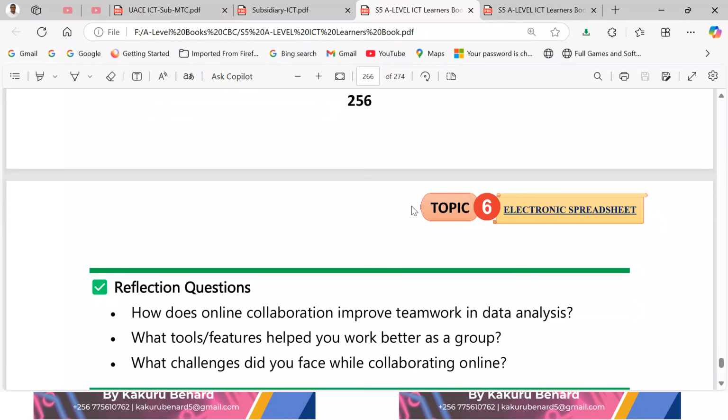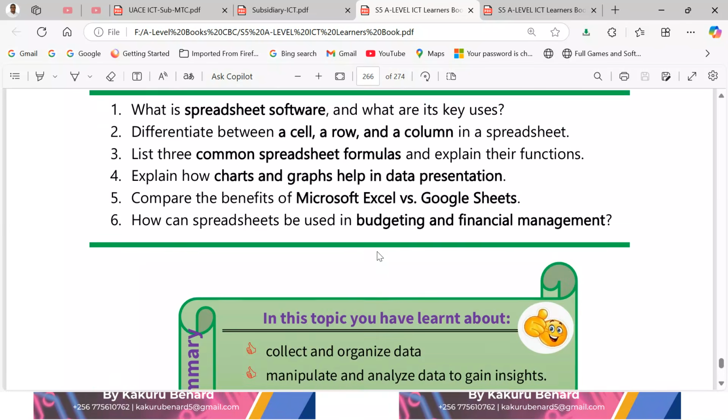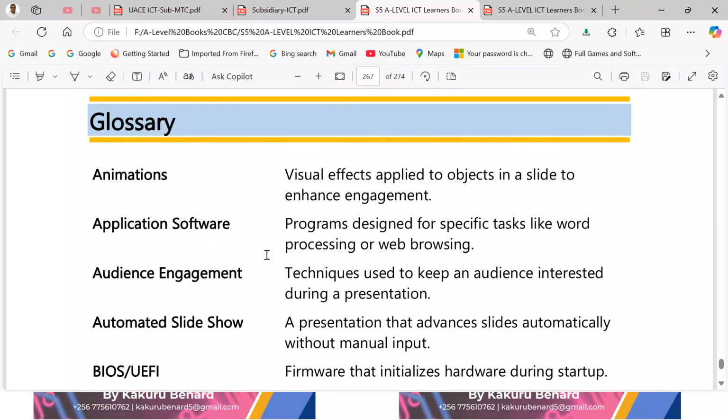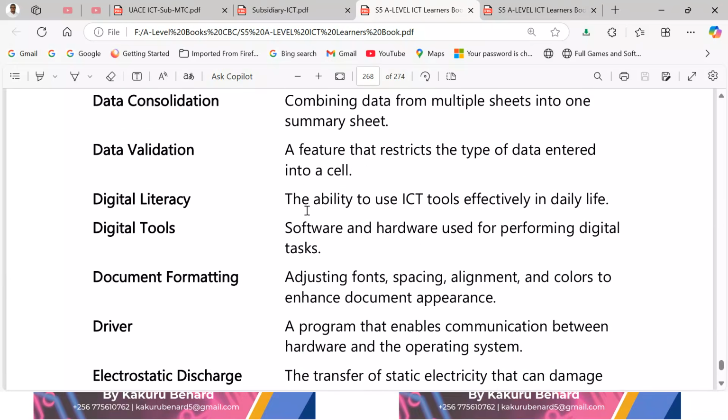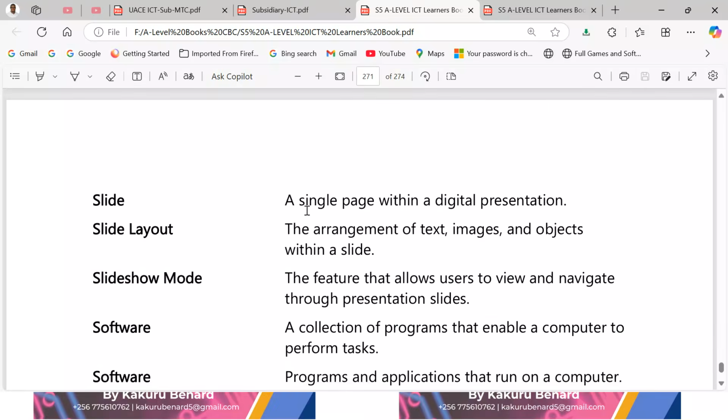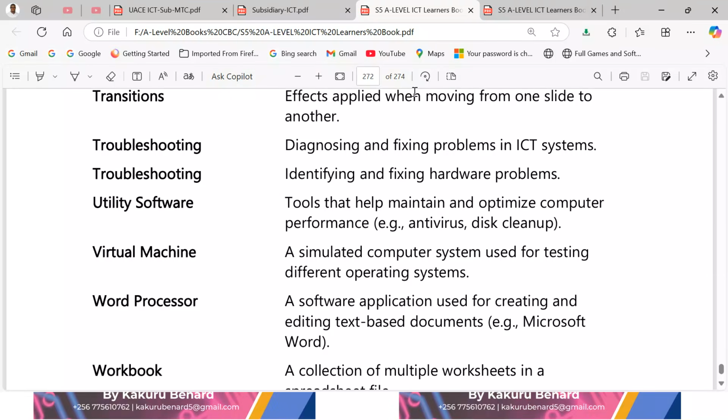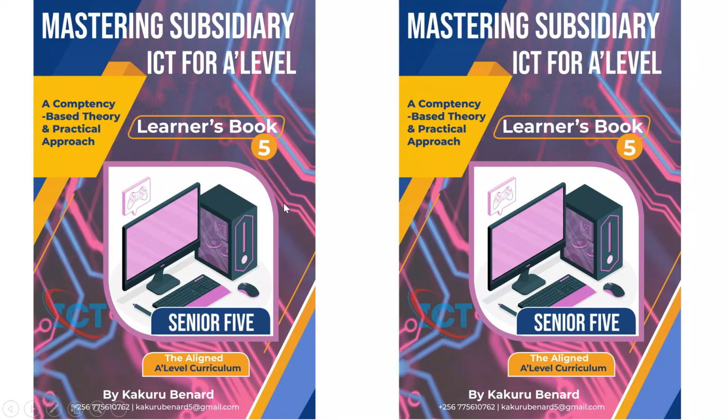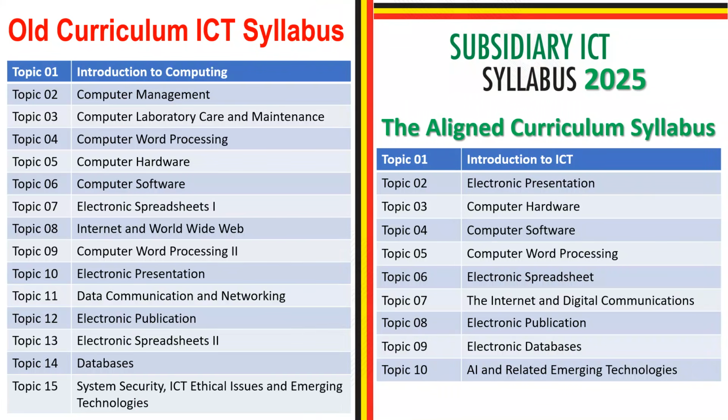So this is the last topic, electronic spreadsheets in Senior 5. So at the end of the book, you will find all the keywords that have been used in this book at the end. And then from there, some of the references, etc. So briefly, that is the new book, Mastering Subsidiary ICT for A-Level, a competency-based theory and practical approach, Learners Book 5. So those are the topics that have been included in the new syllabus.